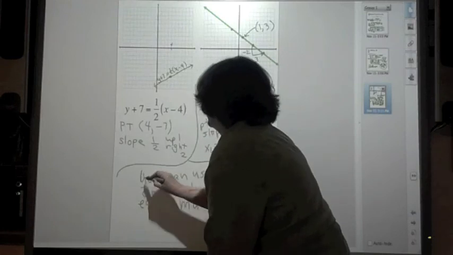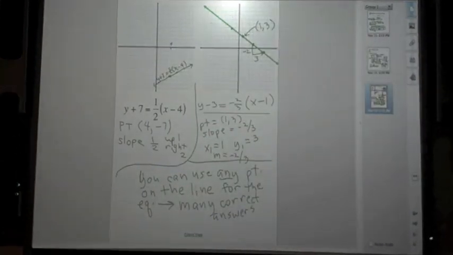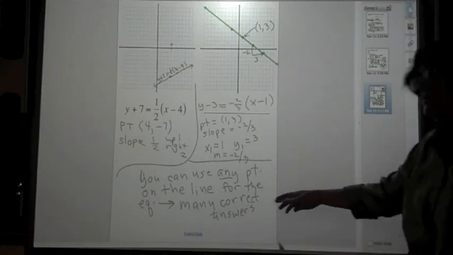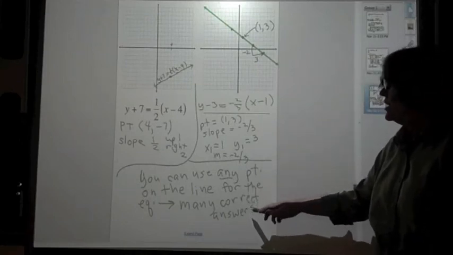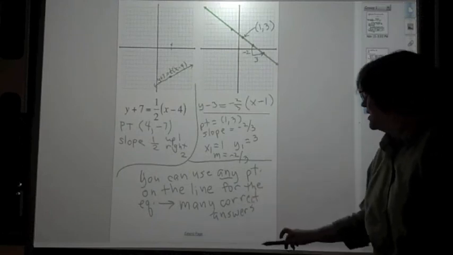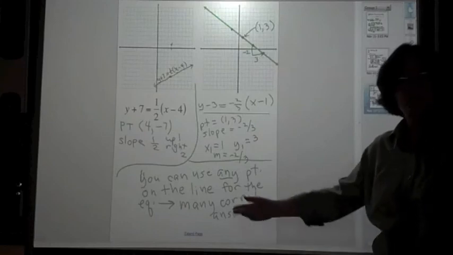Capitalize my line. It's confusing and hard to believe sometimes, but the further you go in math, the more often this happens, that you can have more than one right answer, and in this case, many, many correct possible answers. So that's point slope.